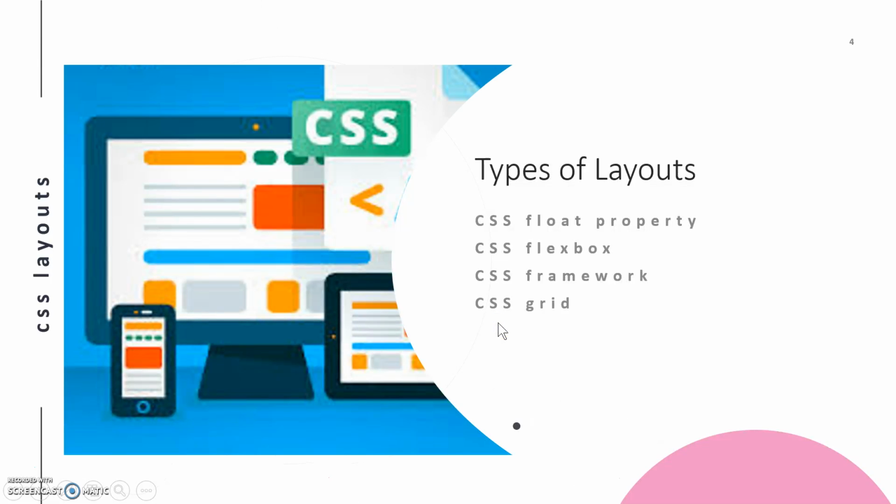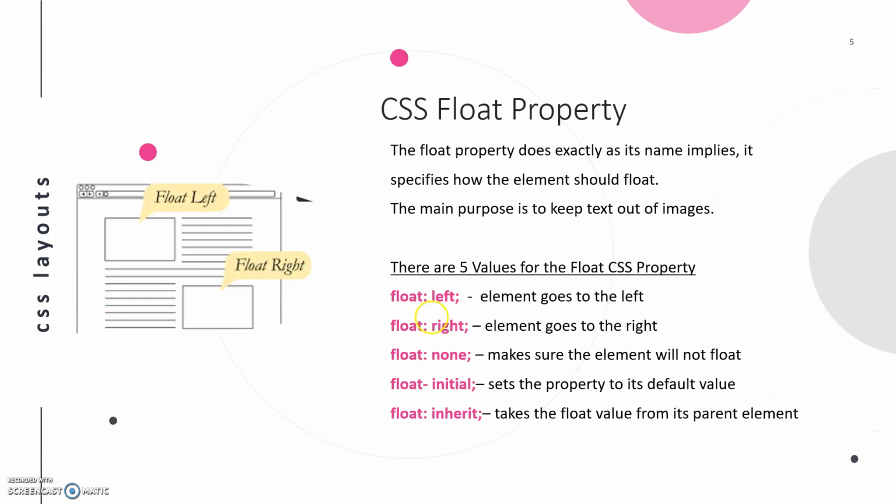So there are 4 types of CSS layout. There are the CSS Float Property, the CSS Flexbox, the CSS Framework, and the CSS Grid. So that's what we're going to discuss today and learn more about those 4 types of layouts. The first one is the CSS Float Property, and pretty much the name says what it is.